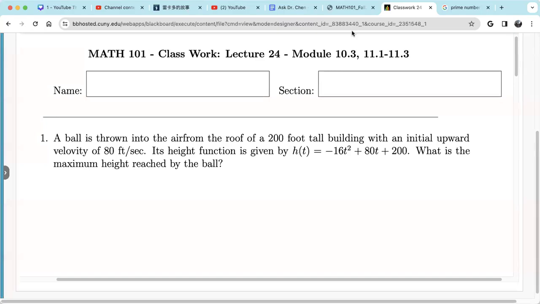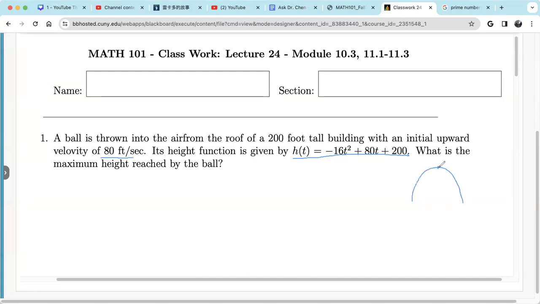Classwork 24. Let's see question 1. A ball is thrown into the air from the roof of a 200 foot tall building with an initial upward velocity of 80 feet per second. So its height function is given by this. So it's a quadratic function, and the leading coefficient is negative 16. So we get a downward parabola.